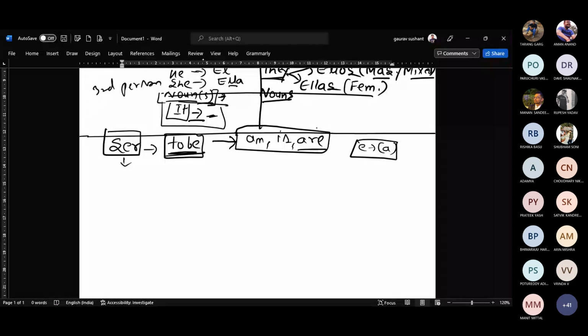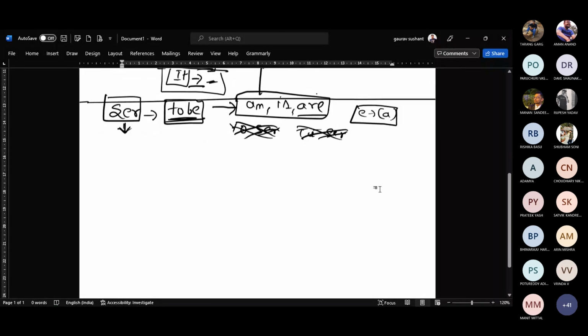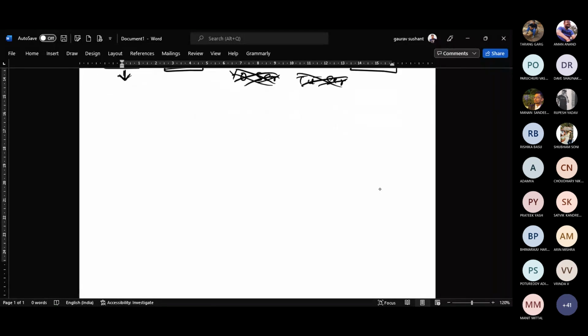Same thing will happen with the verb ser also. You cannot use ser directly with the subjects which I have shown you. You cannot write "yo ser", this is incorrect. Or you cannot write "tú ser", this is incorrect. So the form of the verb ser will change according to the subject. That is what I am going to show you now.